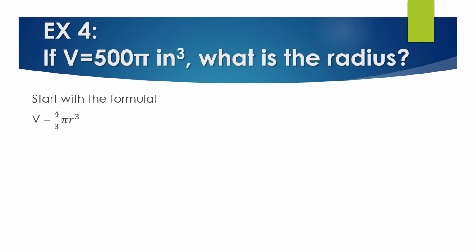My volume formula is 4/3 pi r cubed. Well, I know that my volume is 500 pi inches cubed from up here. 4/3 is just a fraction. Pi represents 3.14. So my only variable, my only unknown in this equation is the r, the radius, which is what we're looking for. So we are good to go.